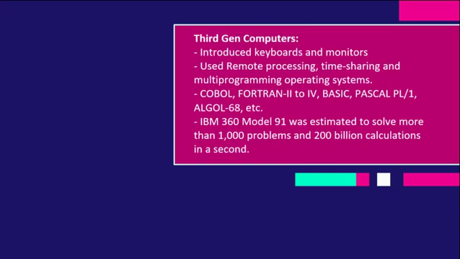And then, IBM 360 Model 91 is a very specific model from IBM, was estimated to solve more than 1,000 problems and 200 billion calculations in a second. At that time, during the third generation, it was already pretty impressive. Guys, pag maisip nyo calculations yun lahat, teach.